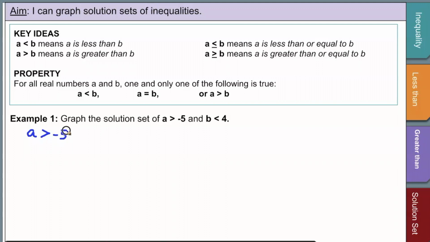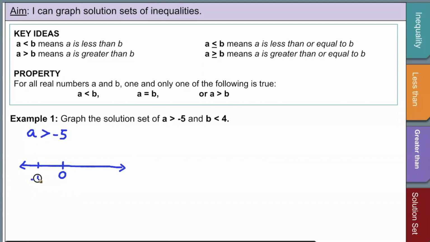There are many values of a that make a greater than -5 true. All numbers greater than -5 will make the inequality true. We can show this on a number line. Any point to the right of the coordinate -5 is greater than -5. Let's draw an arrow to show all such points.